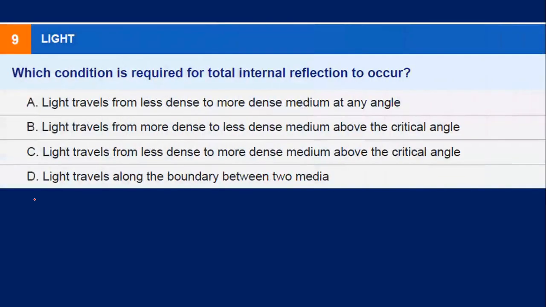Right. Question number 9, light. Which condition is required for total internal reflection? That is a very basic question, and it's a very repeated question. Okay. So you should remember there are two conditions. The first one is light must travel from a denser to a less dense medium. Okay. So we are left with only option B. We are not with two options here. The light travels from more dense to less dense medium, and the angle of incidence should be greater than the critical angle.